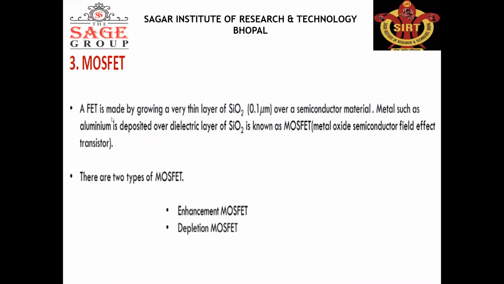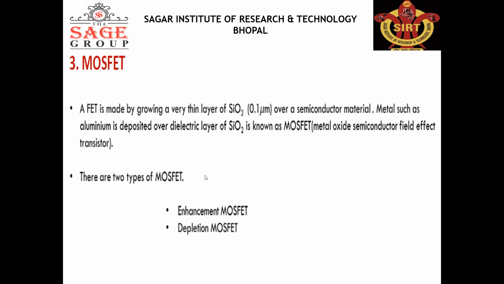A FET made by growing a very thin layer of SiO2, 0.1 micrometer, over a semiconductor material, so this is the difference between FET and MOSFET. In a MOSFET, a very thin layer of silicon dioxide is grown on the semiconductor material. Metal such as aluminum is deposited over the SiO2 dielectric layer, and this is known as the MOSFET.